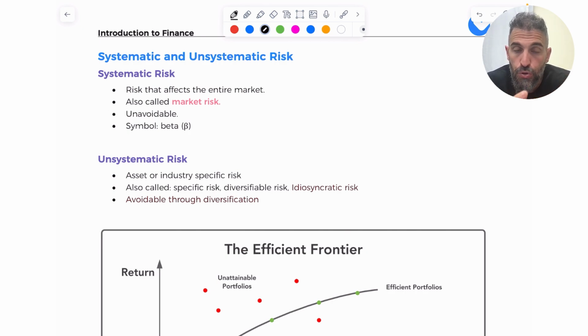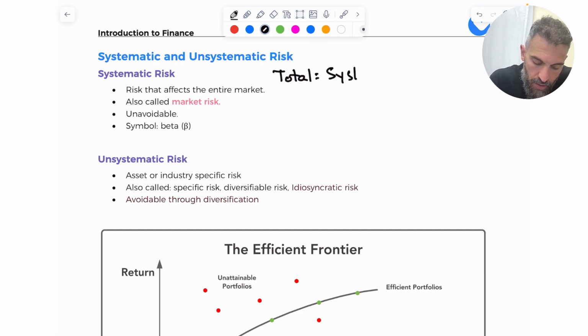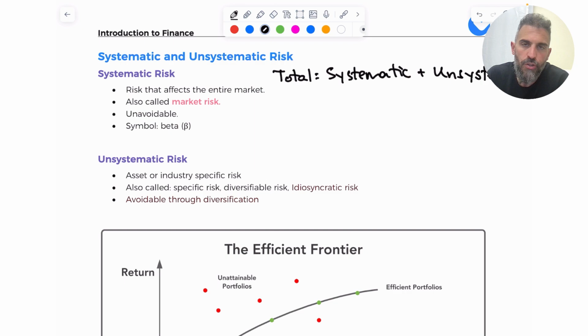But risk actually has two components. Total risk is the sum of systematic risk and unsystematic risk. So I need you guys to know what this means theoretically. And I'll use a stock as an example. When you buy a stock, there's two risks. There's the risk related to that stock or that company or that industry. We call that unsystematic risk, as many names. Asset-specific risk is one of them. Idiosyncratic risk is another one. They all mean the same thing. They are risks specific to an asset or to a company or to an industry.